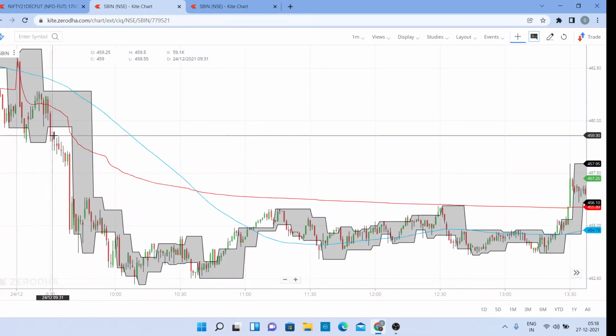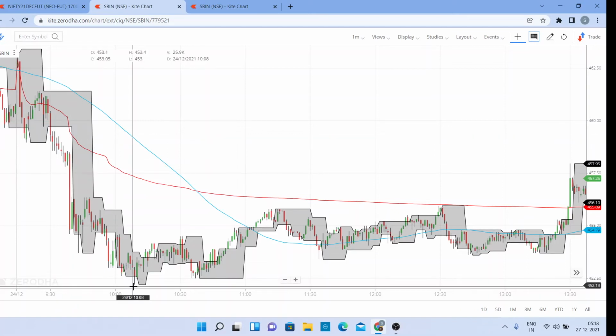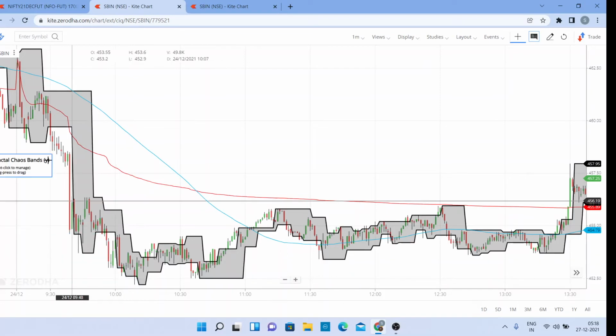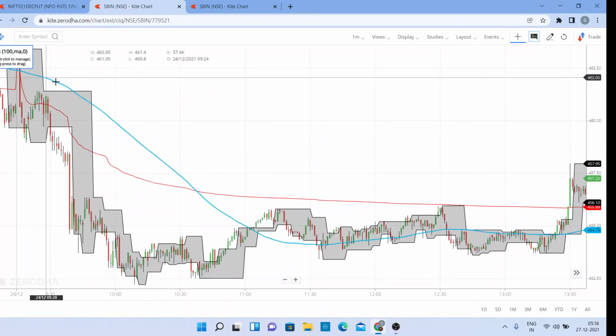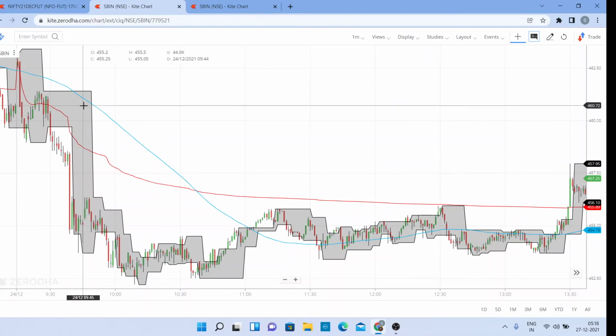So with this entry point, let's say 459.3, and as you can see, SBI touched 452, almost 7 rupees on an intraday, which is pretty huge. Although I call it scalping, at times you can get such very good opportunities where you make a pretty good amount of money.